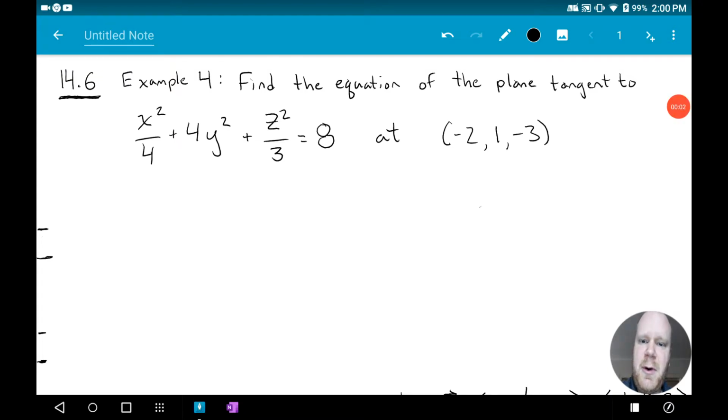Hi everyone. So in this example, we're going to be finding the equation of a plane tangent to this equation, which you might recognize as being an ellipsoid, at the point -2, 1, -3.